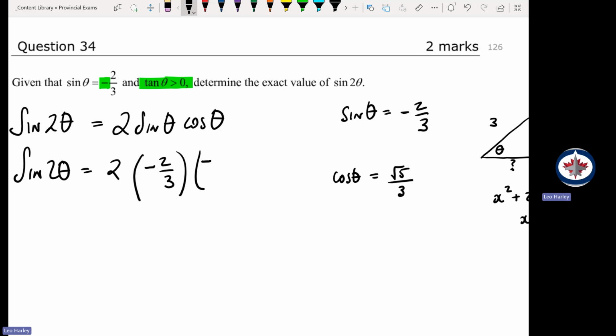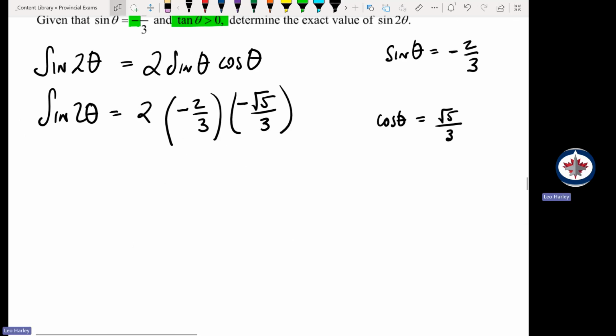by minus, because we're in quadrant 3, square root of 5 over 3. And then you don't have to do too much here. It does say exact value. You don't really need many options anyways. You don't have your calculator with you. You're going to tell me it's going to be positive 4 square roots of 5, all of which over 9.